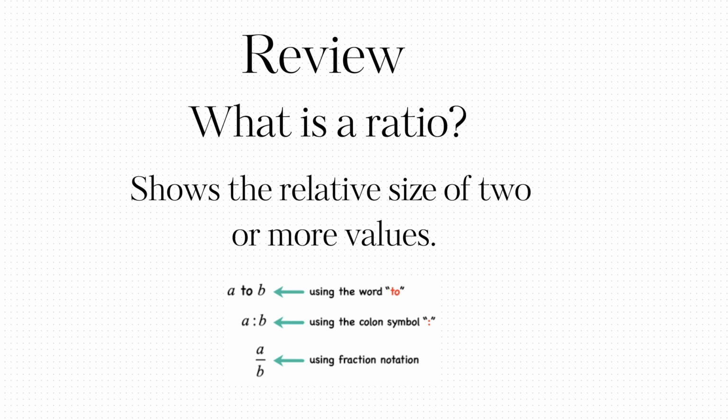This is a term that you've probably heard before, but remember, a ratio shows the relative size of two or more values. There are different ways of writing ratios. Let's say we have values A and B. We can use the word to, so we could say A to B. We could use the colon symbol, so A colon B. And we can also write it as a fraction, A over B. All three of these mean the same thing when representing ratios.